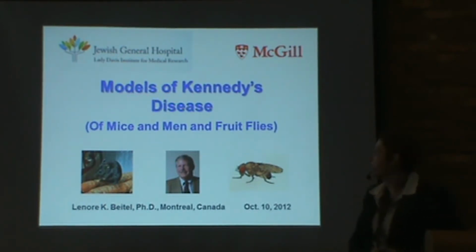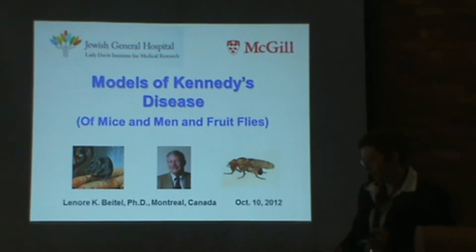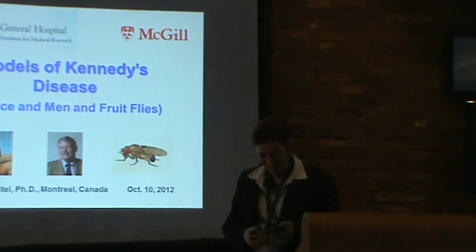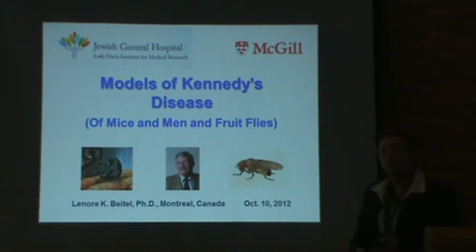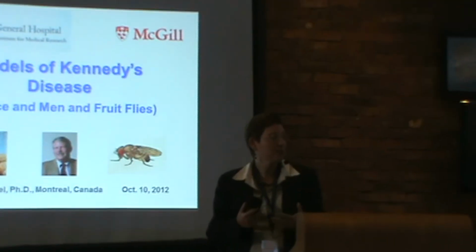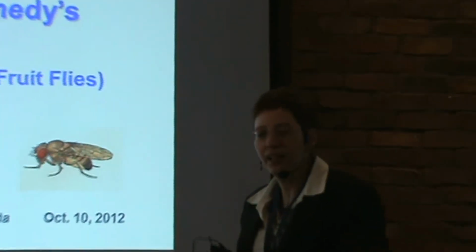So the subtitle of my talk is Of Mice and Men and Fruit Flies. So you see the mice, the male model, John, and the fruit fly. I'm going to talk about how researchers use different models, different cells, different animals, and even studies in men to try and understand how Kennedy's disease works. And of course we hope that by understanding the basic causes of Kennedy's disease, we'll be able to find something that will help the symptoms.